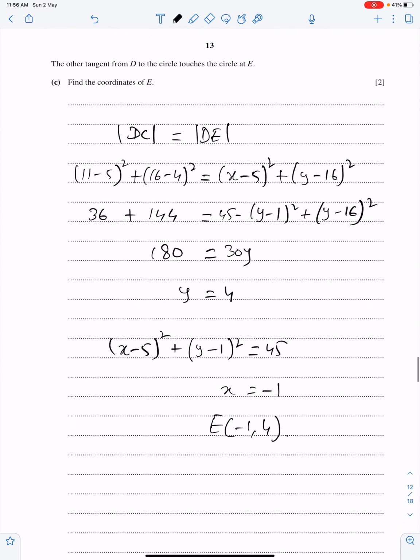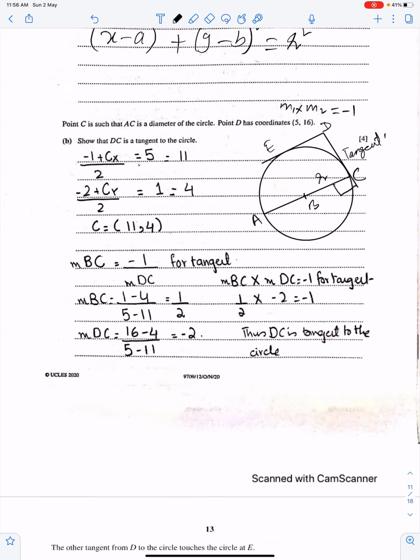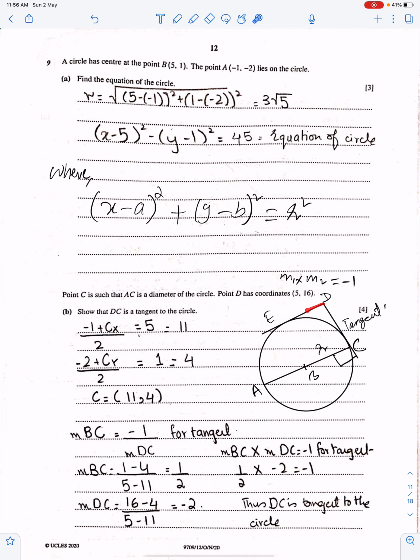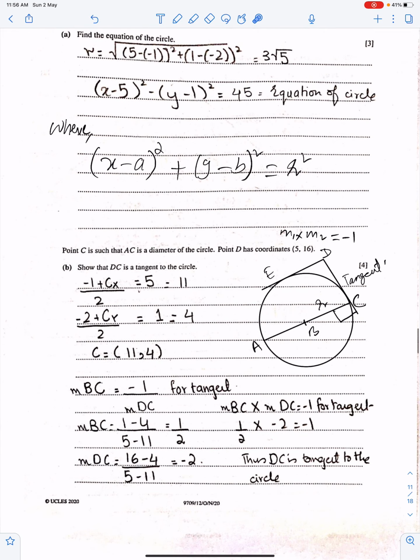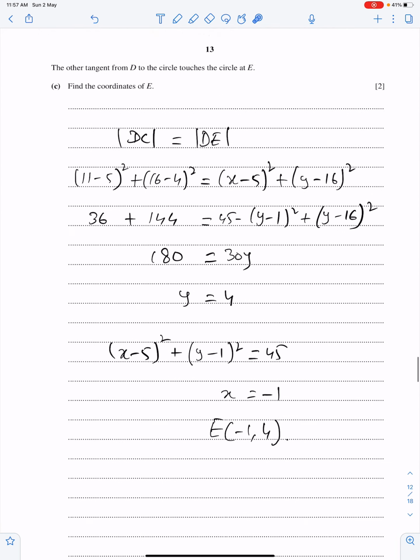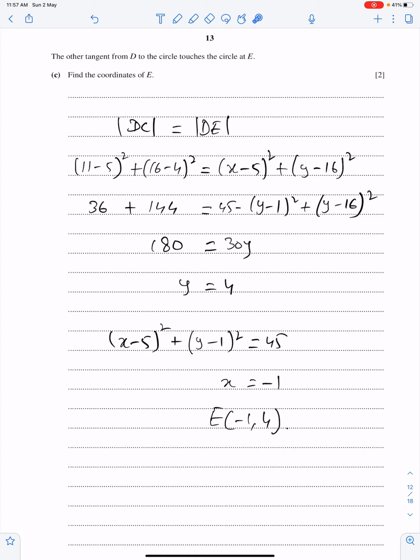The next part. The other tangent from D, meaning this tangent, touches the circle at E. Find the coordinates of E. Now we need the coordinates of E. This is so simple. You all know that tangents from an external point to the circle are always equal. You did this property in circles in O levels. Since these two distances are equal, DE is equal to DC.